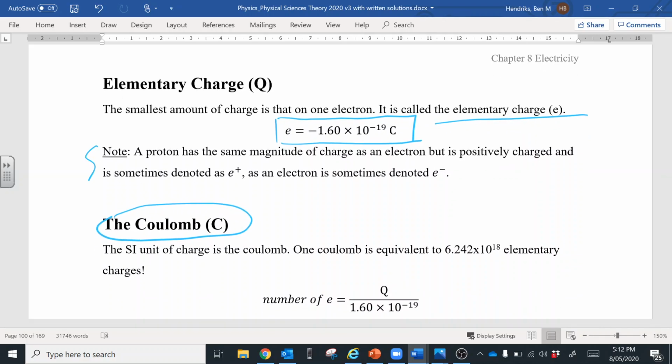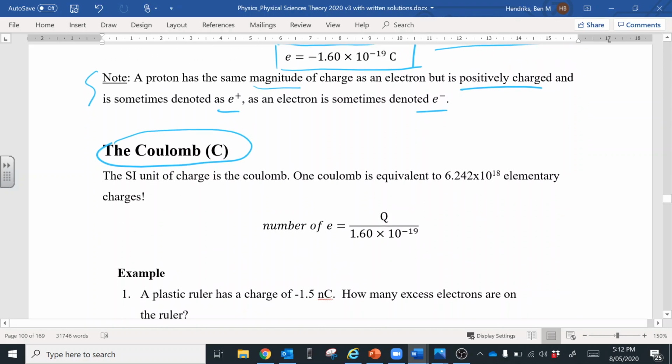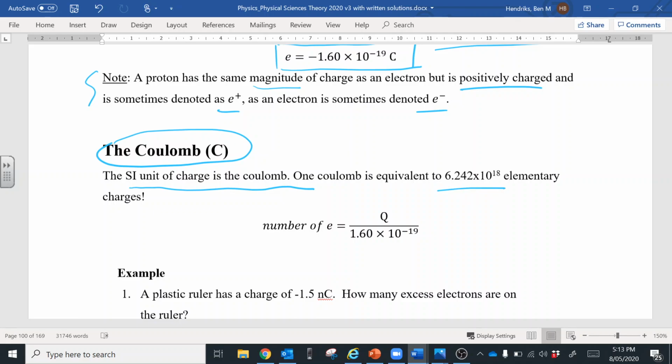The note here says that a proton has the same magnitude of charge as an electron, but is positively charged, as we said in the previous video. A proton is sometimes denoted as e plus, and an electron as e minus. The SI unit of charge is the Coulomb, C, and 1 Coulomb is equivalent to 6.242 times 10 to the 18 elementary charges. So that's 6.242 billion billion electrons, essentially.